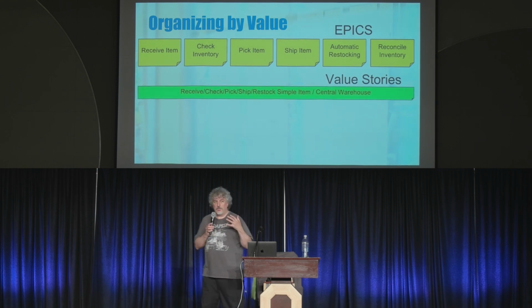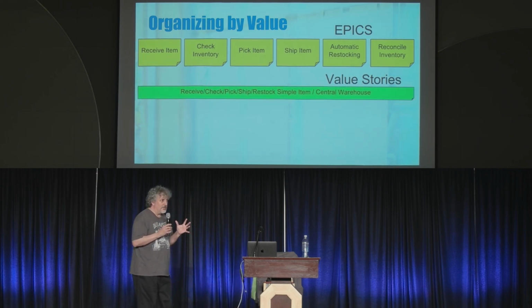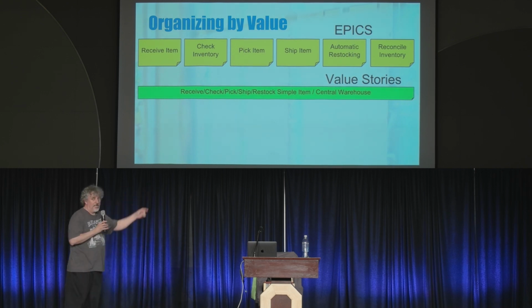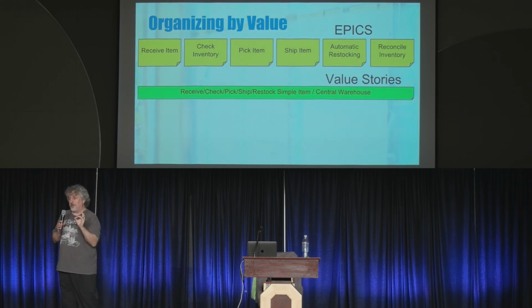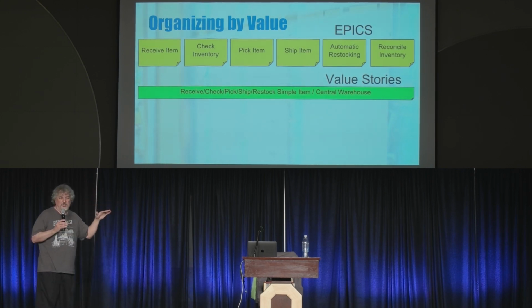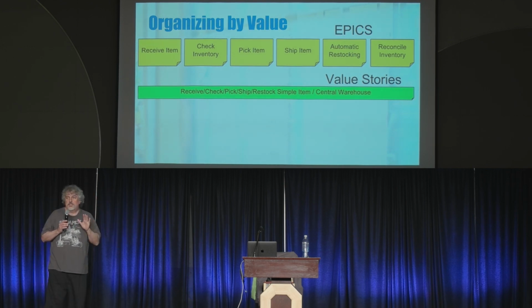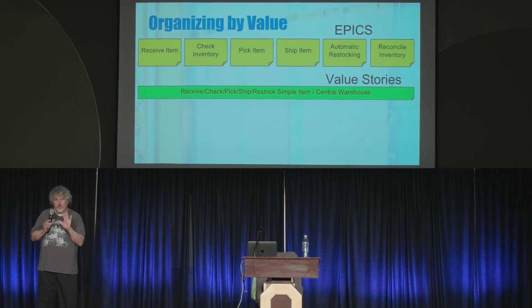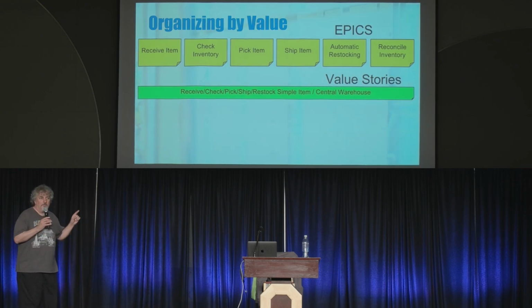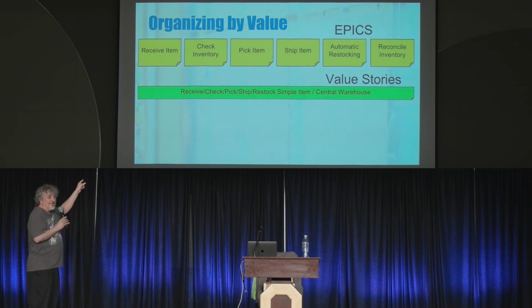So with Pillar, we propose something called value stories. And that's to take an end-to-end approach where we receive, check, pick, ship, restock, but it's a very simple item. So if you think of all of the if-then-elses and all the complicated structures in all of those yellow boxes, just leave them out. Just do some simple item that has no big deal to it, and let's just run it all the way through.